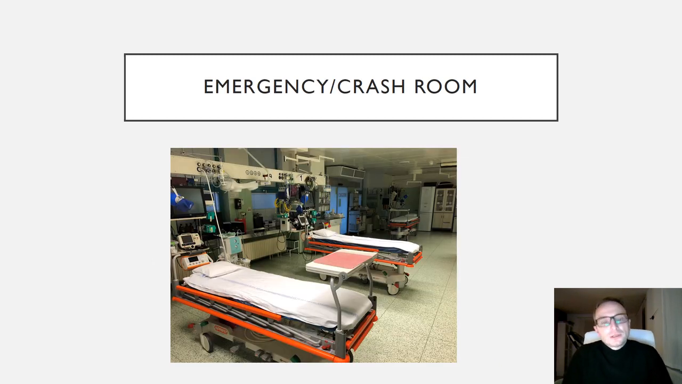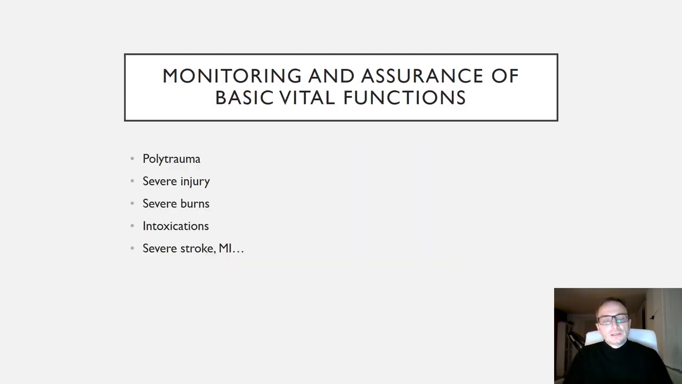This is how the emergency room looks like. It's the place where is everything we need in an acute situation. The boss in this department, in this ambulance, is the anesthesiologist, because crucial is to monitor and to check the vital functions. So the monitoring and assurance of basic vital functions is crucial in the emergency.